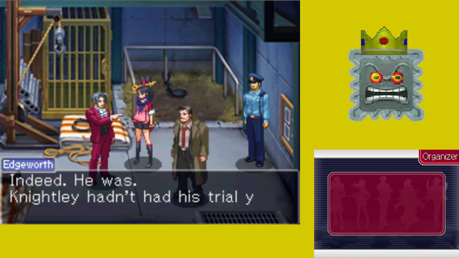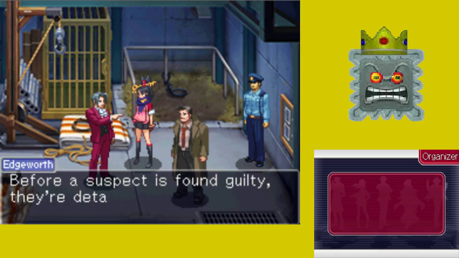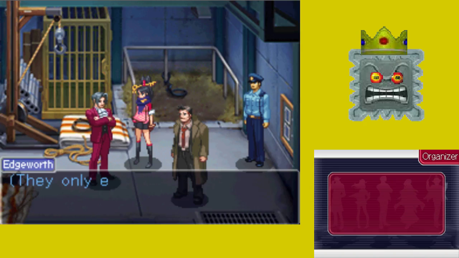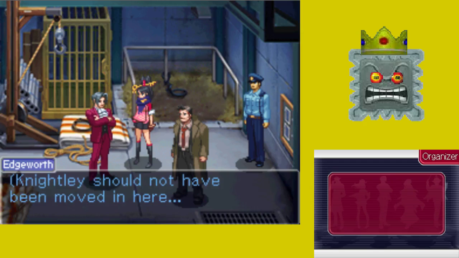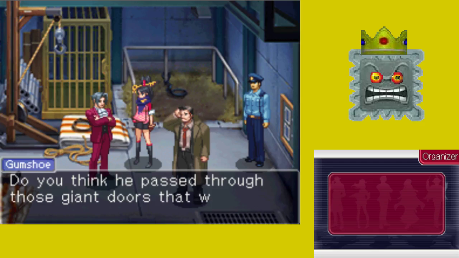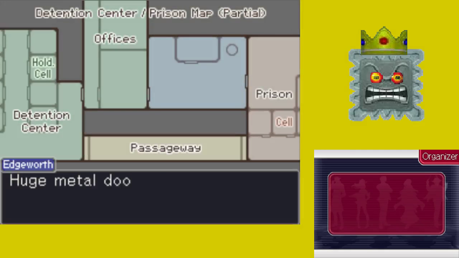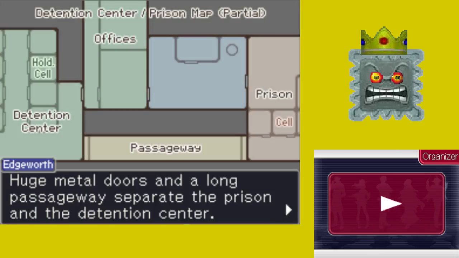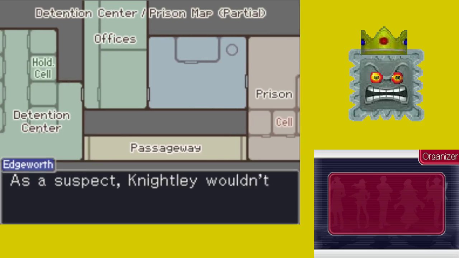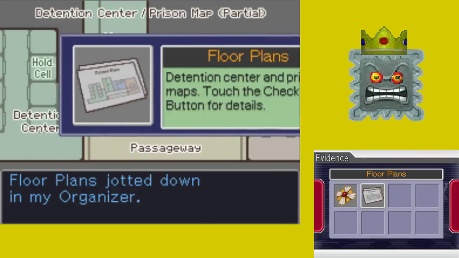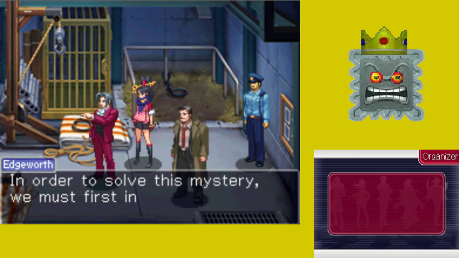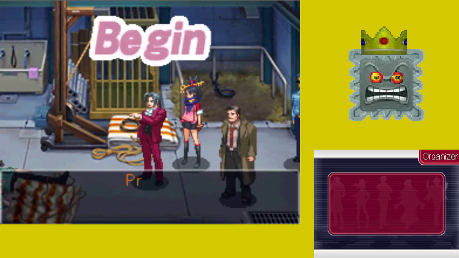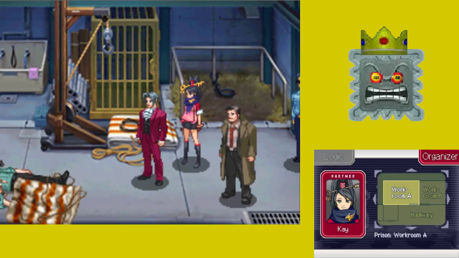Indeed, he was. Knightley hadn't had his trial yet. Before a suspect is found guilty, they're detained in the detention center's holding cells. They only enter the prison after they have received a guilty verdict. Knightley should not have been moved in here yet. Do you think he passed through those giant doors that we went through earlier, sir? You forced him open like Moses? Huge metal doors and a long passageway separate the prison and the detention center. As a suspect, Knightley wouldn't have been able to pass through. What happened to Knightley? In order to solve this mystery, we must first investigate the crime scene. Yes, we will investigate.